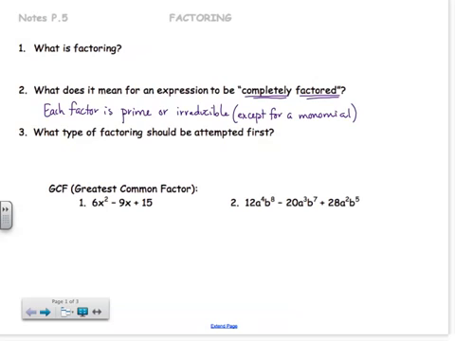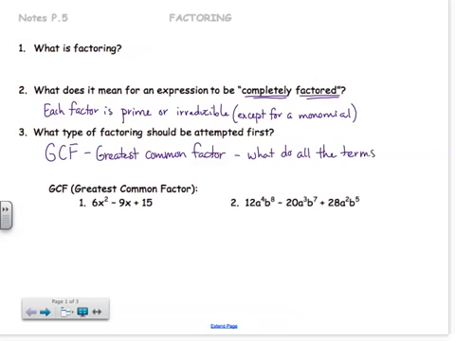Now, important here, what type of factoring should you always attempt first? I'll always refer to it as GCF, greatest common factor. So that means you're looking for what all the terms have in common.